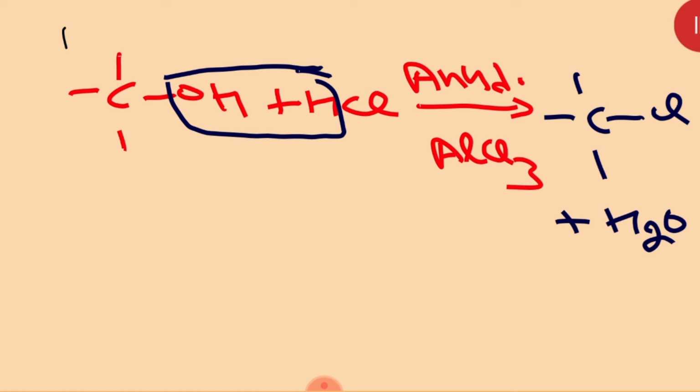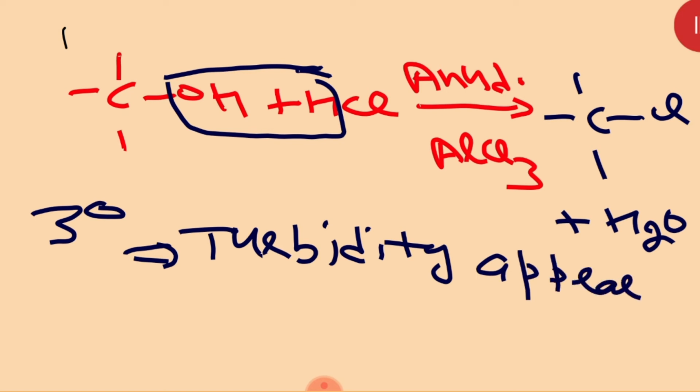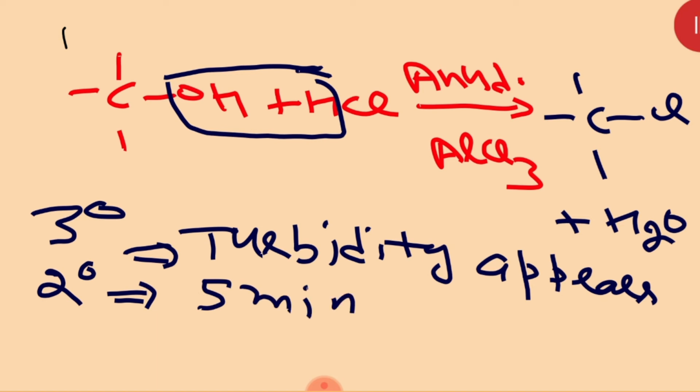See what we are going to write. We start from the tertiary. If the alcohol is tertiary, then turbidity will appear immediately. If this is a secondary, then turbidity appears within 5 minutes. And if it is primary, then turbidity appears only upon heating.